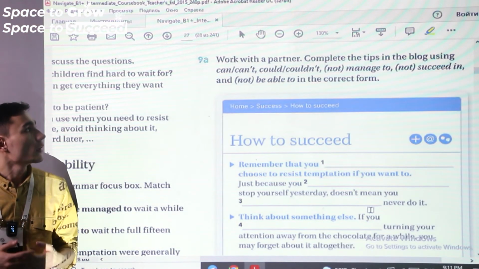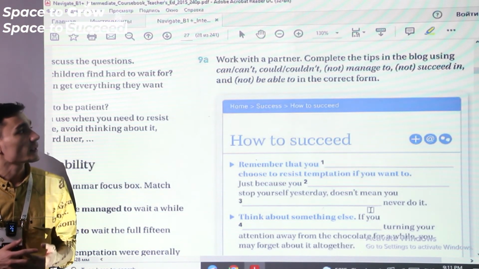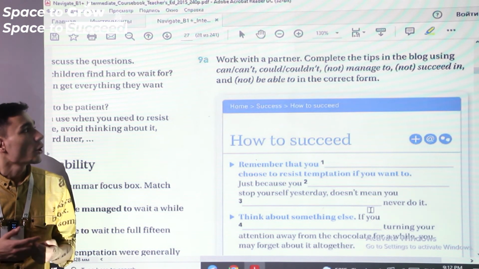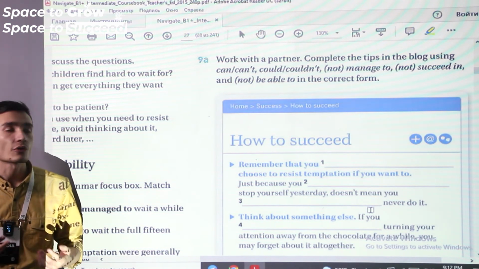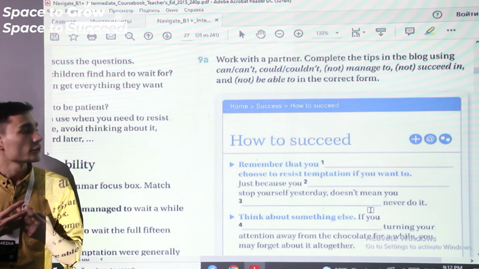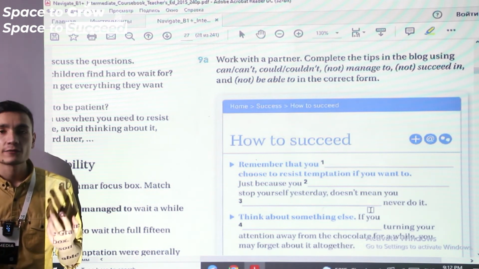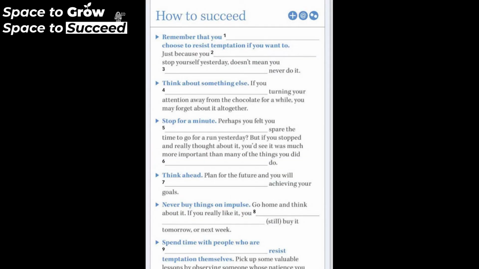Exercise 9a. Work with a partner. Complete the tips in the box using can, can't, could, couldn't, not manage to, not succeed in, or not be able to in the correct form. Pause the video and try to fill the gaps in this paragraph or article, and complete this on your own.